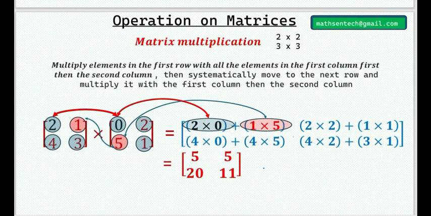So we're dealing here with matrix multiplication. And we are going to deal with two types of matrices, which is 2 by 2 and 3 by 3. So of course we say 2 by 2 is 2 rows and 2 columns, 3 by 3 is 3 rows and 3 columns. So multiplying elements in the first row with all the elements in the first column first, then the second column, then systematically move to the next row and multiply it with the first column, then the second column. So I want you to be very keen as we do this, because sometimes people end up getting confused about this kind of dance, all right, of multiplying and addition.